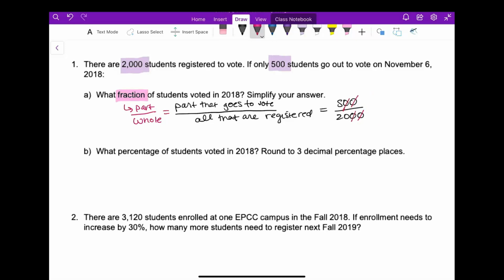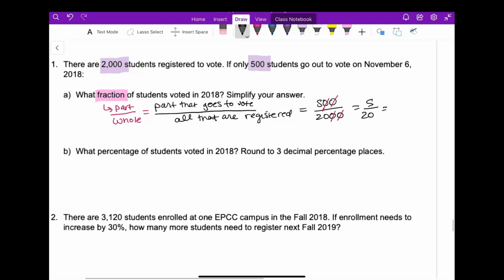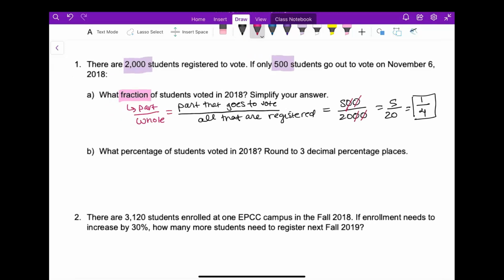So we are down to 5 over 20. And I know that both of those have a factor of 5. And so it's 5 divided by 5 is 1, 20 divided by 5 is 4. And we have 1/4. I'm going to encourage you to do part B. It says what percentage of students voted in 2018. If you notice, it's the same question, right? And all you have to do is take your 1/4 and create a percentage, which we've practiced in several other sections.